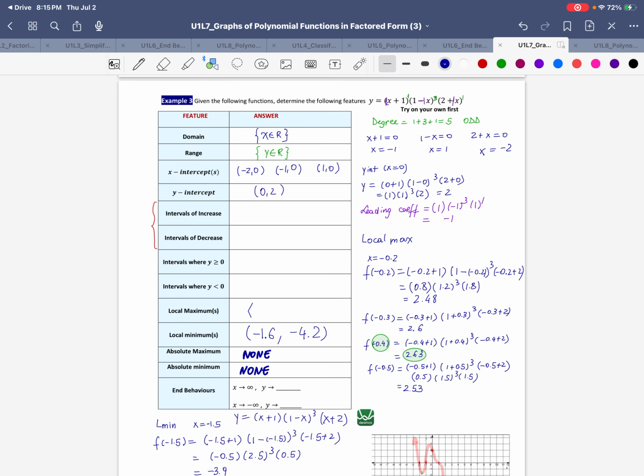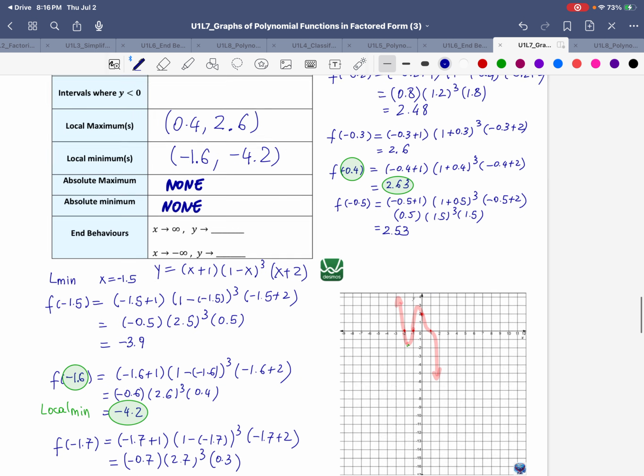And we have negative 0.4, comma 2.6. One decimal is more than enough. How accurately can we plot them on the grid anyways, right? So now that we have the local min and max, we have almost everything to shape our graph.